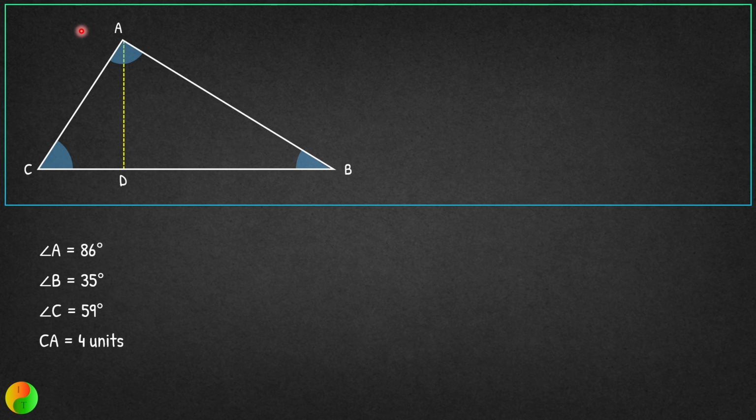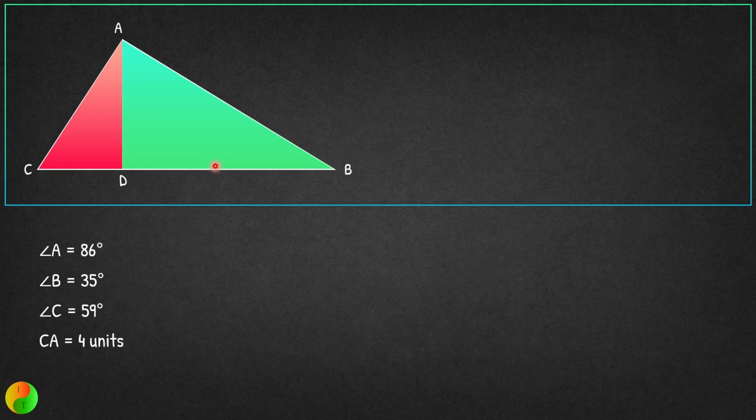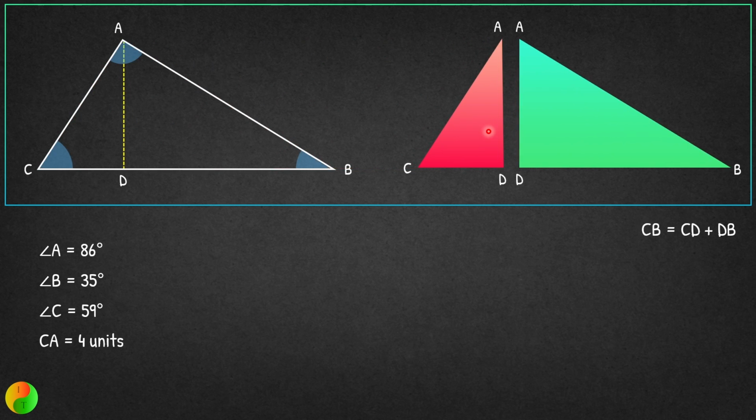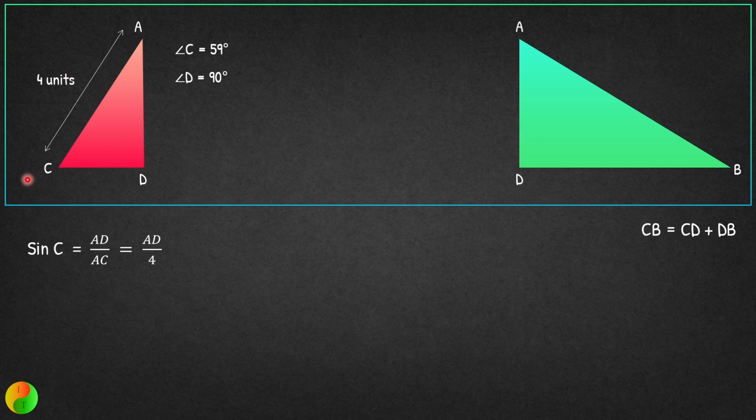Alright, now we are going to divide this triangle into two right triangles by constructing an altitude from A to point D on side BC. Now triangle ACB is divided into two right triangles, which are ACD and ABD. So let us separate out these triangles and look at them one by one. Here CD plus DB is equal to side CB. So let's look at this triangle first.